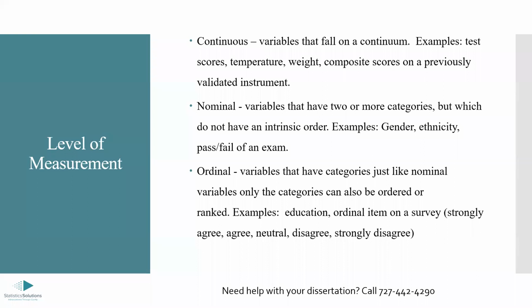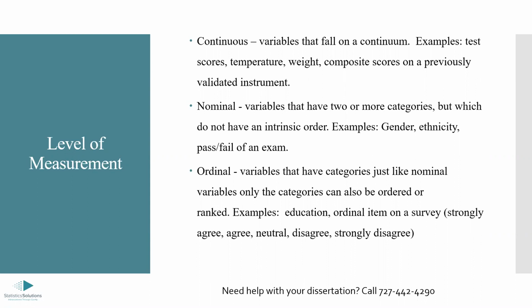Nominal variables are categorical variables. So these are variables that don't have an intrinsic order, such as gender, ethnicity, or passing and failing of an exam. Each group can be independent of one another, and it's not ranked or ordered. This is a nominal variable.